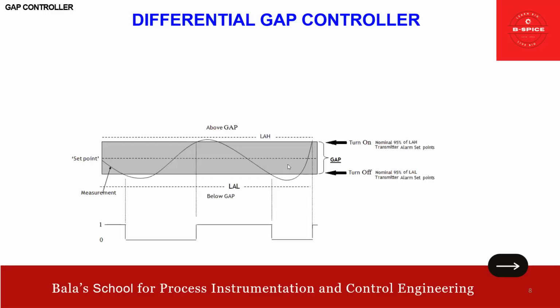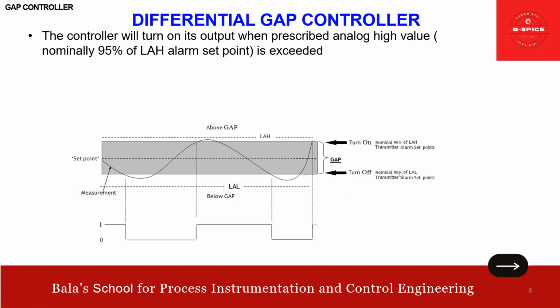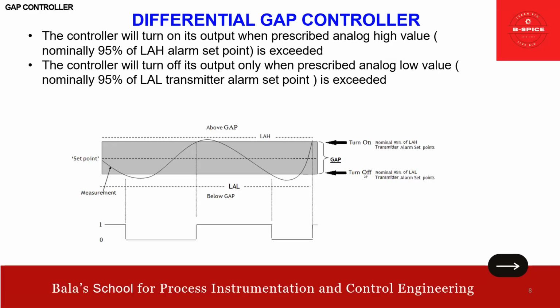To add a bit more with respect to this diagram, the controller will turn on when the prescribed analog high value, nominally 95% of the level along the high set point, is exceeded. It turns on when it exceeds 95% of LAH. Then the controller will turn off its output only when the prescribed analog low value, nominally 95% of the level along the low transmitter set point, is exceeded.